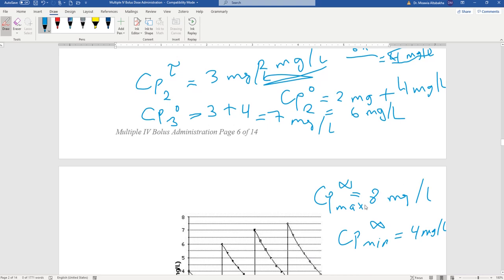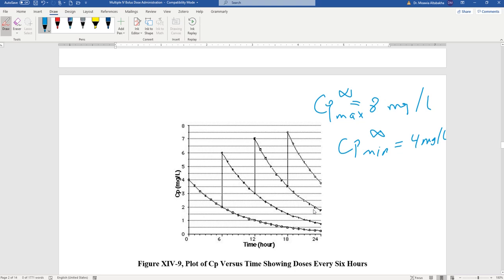Of course, you may ask me, how did I know this? Later you will know how. But look at a special case in multiple IV bolus administration: at steady state, the concentration will range from CP10 to 2CP10. This is a special case when we are giving the drug every time interval, and this time interval equals the half life of the drug. So what is the special case? Tau equals the half life of the drug.